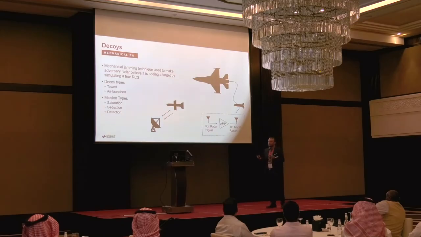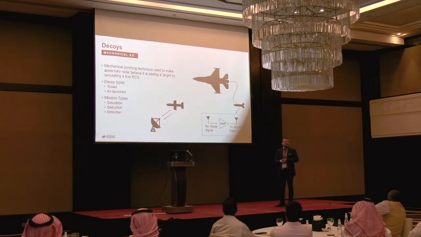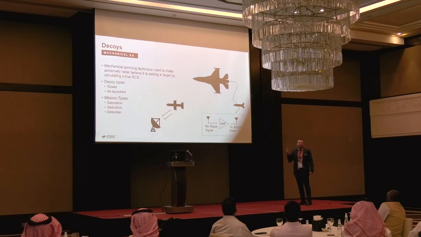Decoys, again, we can make use of UAVs, or we can use towed decoys. A towed decoy is typically used against air-to-air or surface-to-air missiles. For a fighter craft, the decoy itself is not just a lump of metal hanging out the back of an aircraft. It's some complex electronics that can actually make the decoy look more attractive to the missile than the aircraft itself.